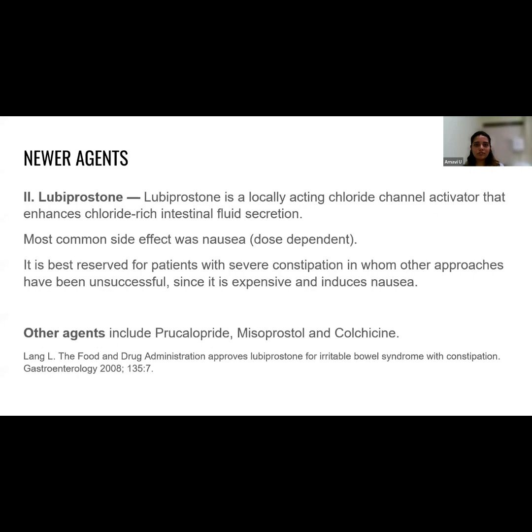Then we have lubiprostone, which is a locally acting chloride channel activator that enhances chloride-rich intestinal fluid secretion. The most common side effect in this case is nausea, which is dose-dependent. This drug is best reserved for patients with severe constipation in whom other approaches have been unsuccessful, because it is expensive and also because it induces nausea. The other agents include prucalopride, misoprostol, and colchicine.